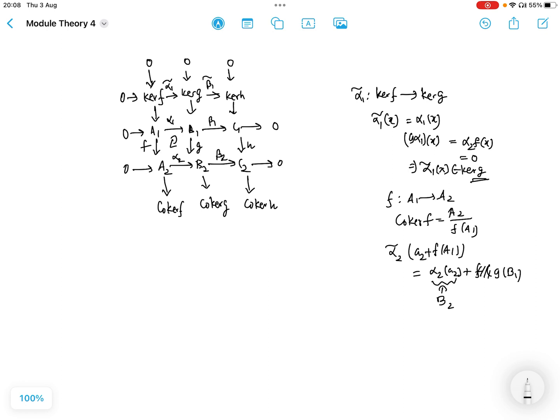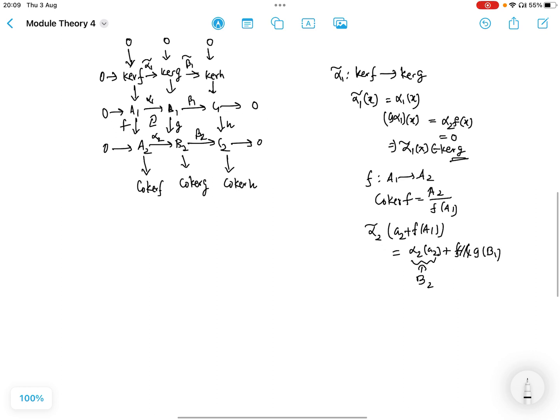because it may happen that some two representatives will map to some two other representatives, right? But let's see if that is the case or not. So for that, you just take two such equivalence classes, call them A2 and A2 prime. They represent the same equivalence class, which is equivalent to saying that their difference is in the image of F, right? And then we need to show that alpha 2 of A2 and alpha 2 of A2 prime also represent the same class in the image of G.